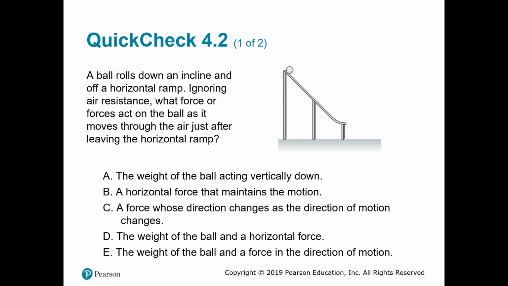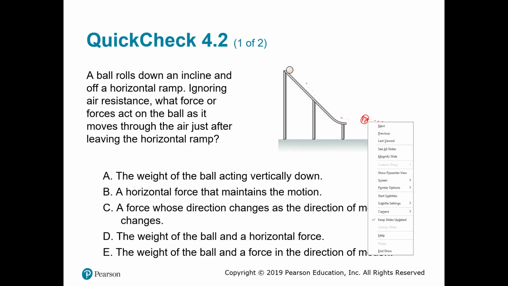So now, an important example. A ball rolls down an incline and off a horizontal ramp. Ignoring air resistance, what force or forces act on the ball as it moves through the air just after leaving the horizontal ramp? So basically, the ball moves along this ramp, and at some point it will leave, and it will be in the air, right? So what is the force? You can guess the motion of the ball. The motion of the ball will be something like this, right? And then what forces are acting on this ball at this moment? Of course, weight is acting downwards, right? So A is right.